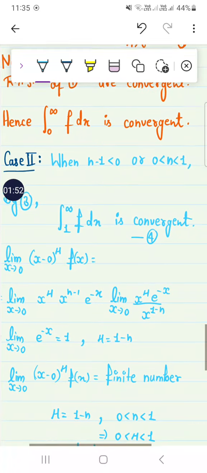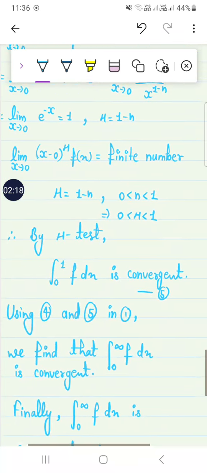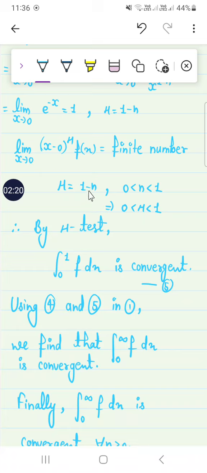Now when n minus 1 is less than 0, we apply the mu test: x to the power mu f(x), which is equal to x to the power mu times x to the power n minus 1 times e to the power minus x. When we take mu equal to 1 minus n, the limit of e to the power minus x is equal to 1. So by the mu test, mu equal to 1 minus n lies between 0 and 1, so the integral of f is convergent.